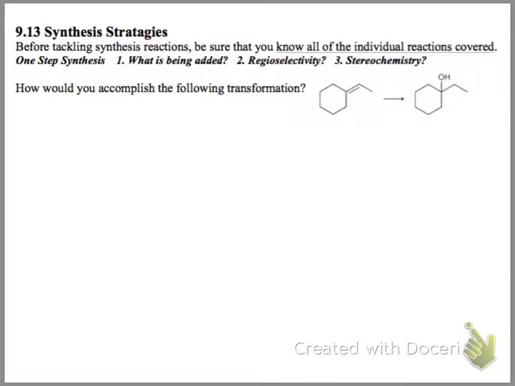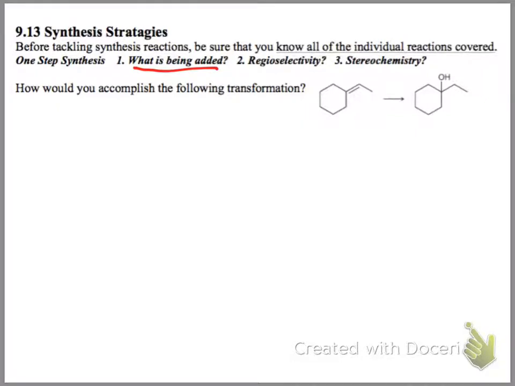So, synthetic strategies. Before you think about a synthesis reaction, the book goes through some ways to look at your compounds and think about questions to ask before you get started. This first section is on one-step synthesis, so you can think about what is being added. Are you going to make an alcohol? Are you going to make a bromine? What types of compounds will you add for that?